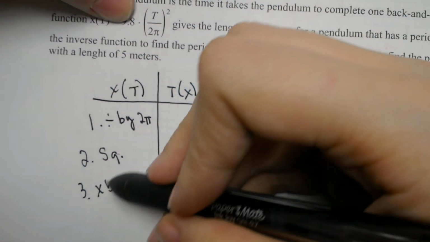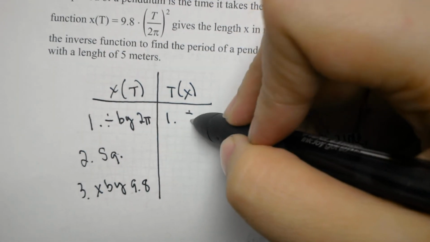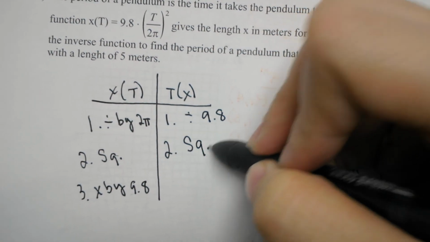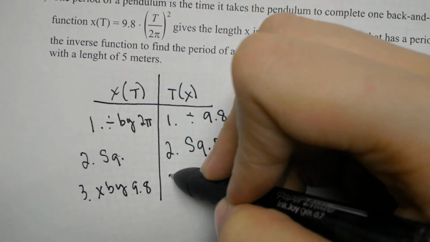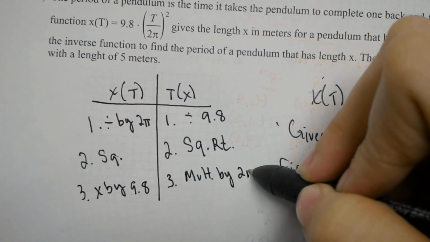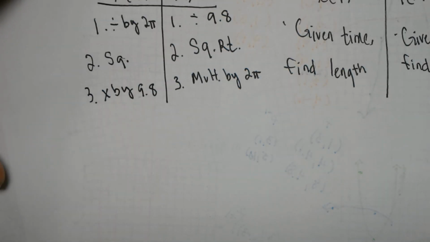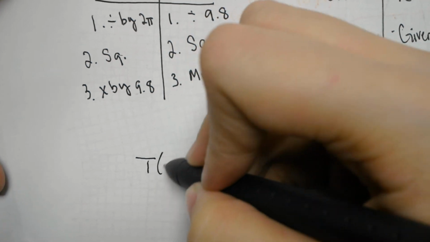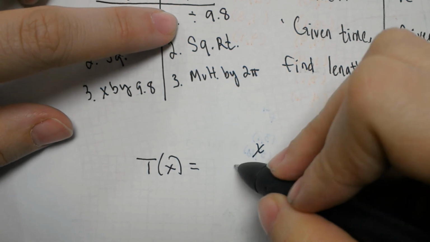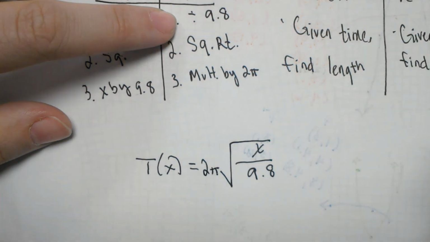For t of x, I'm going to start with the last operation, do the opposite. Instead of multiplying by 9.8, I'm going to divide by 9.8. Instead of squaring, I'm going to square root. Instead of dividing by 2 pi, I'm going to multiply by 2 pi. So now it's t of x. So x is my variable. So I'm going to say x. I'm going to divide it by 9.8. Take the square root of it and multiply it by 2 pi.